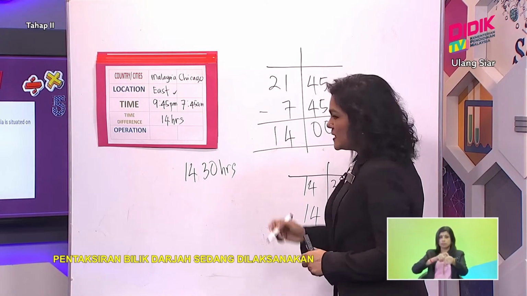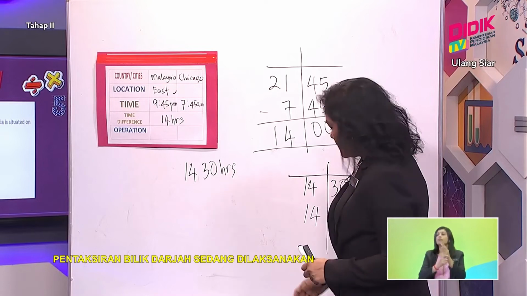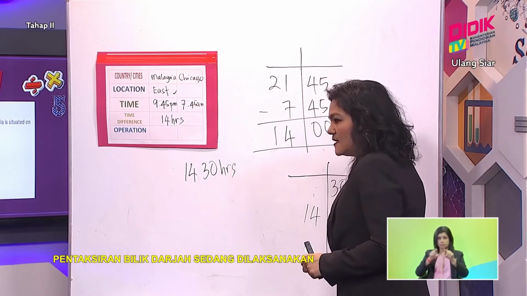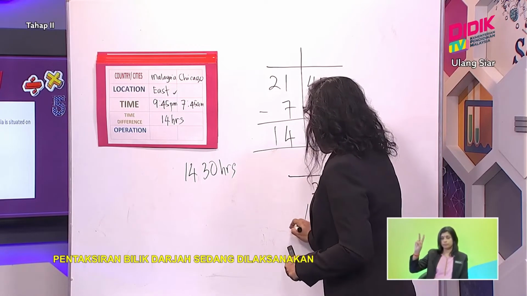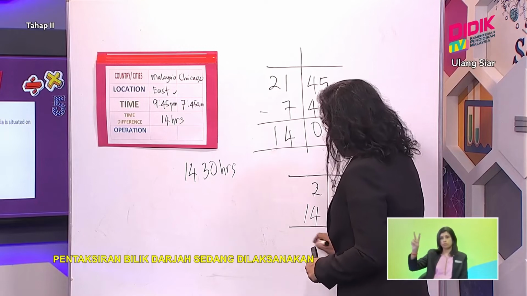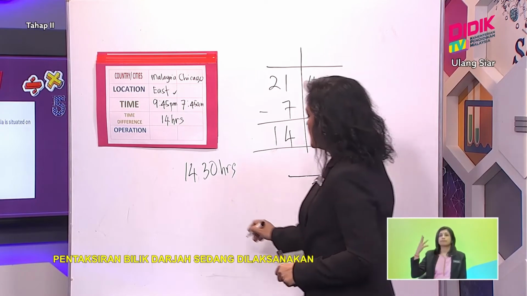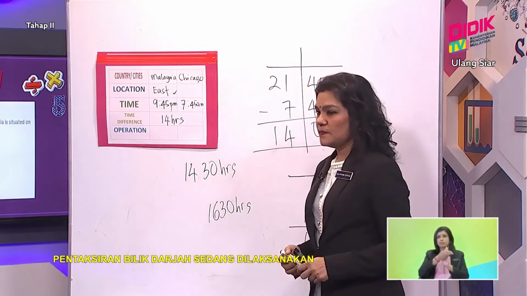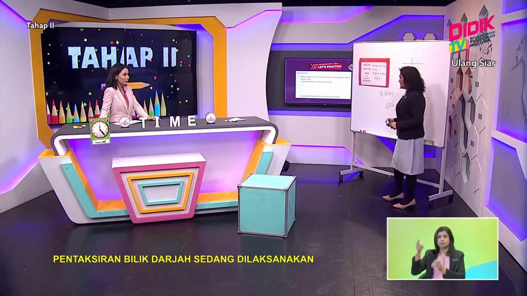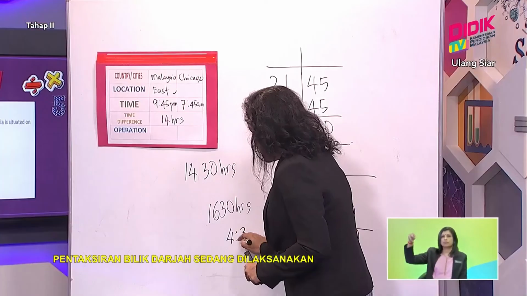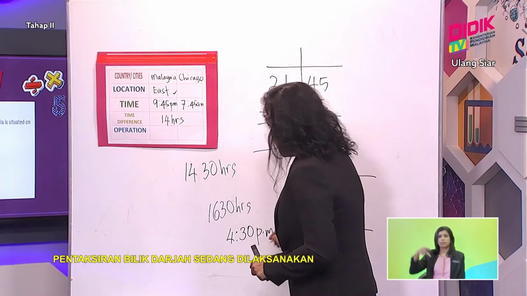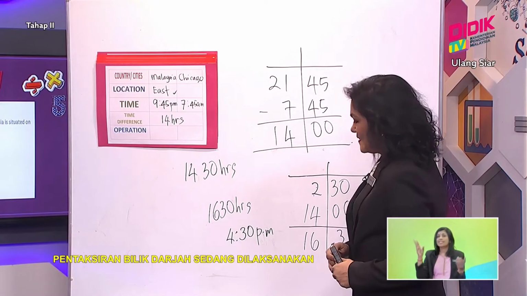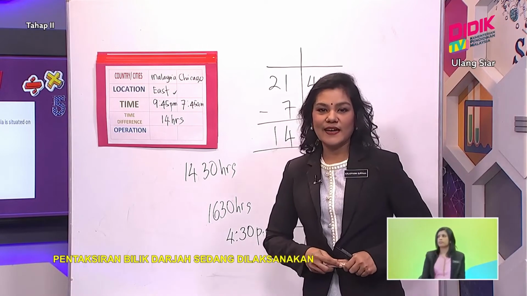Can we convert that 24 hours to the 12-hour system? So it should be 2:30 p.m. What do we get here? We get 16:30. In 12 hours, it's 4:30 p.m. Is that p.m. or a.m.? It's p.m. Are you sure? Yes, because it's 16:30. So that is the correct answer.